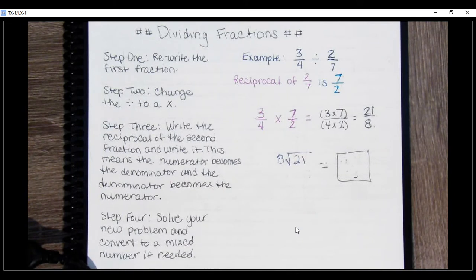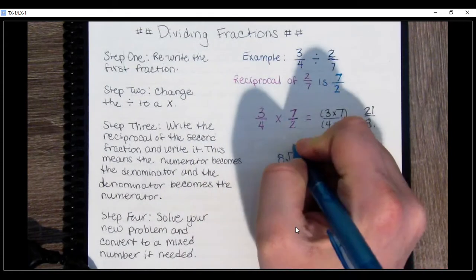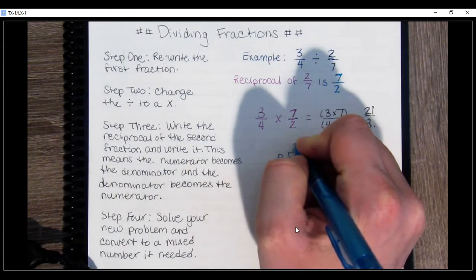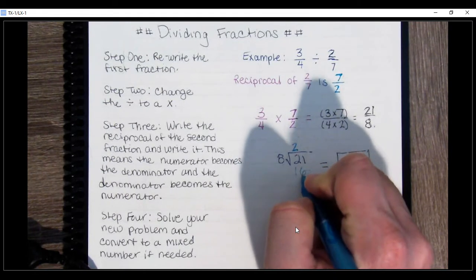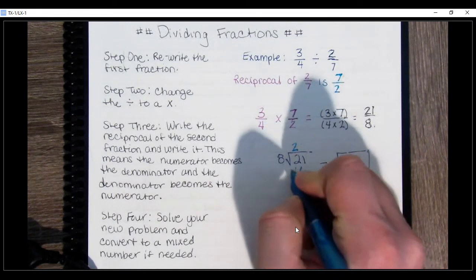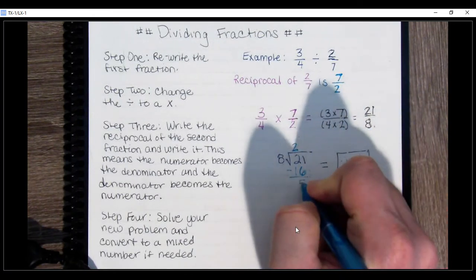Yay! We have our answer. However, it's in the form of an improper fraction. So what I need to do is make it into a mixed number. And I do that with the same process as we did before. So 8 can go into 21 2 times without going over. 2 times 8 does equal 16. And when we subtract those numbers, we're left with the number 5.